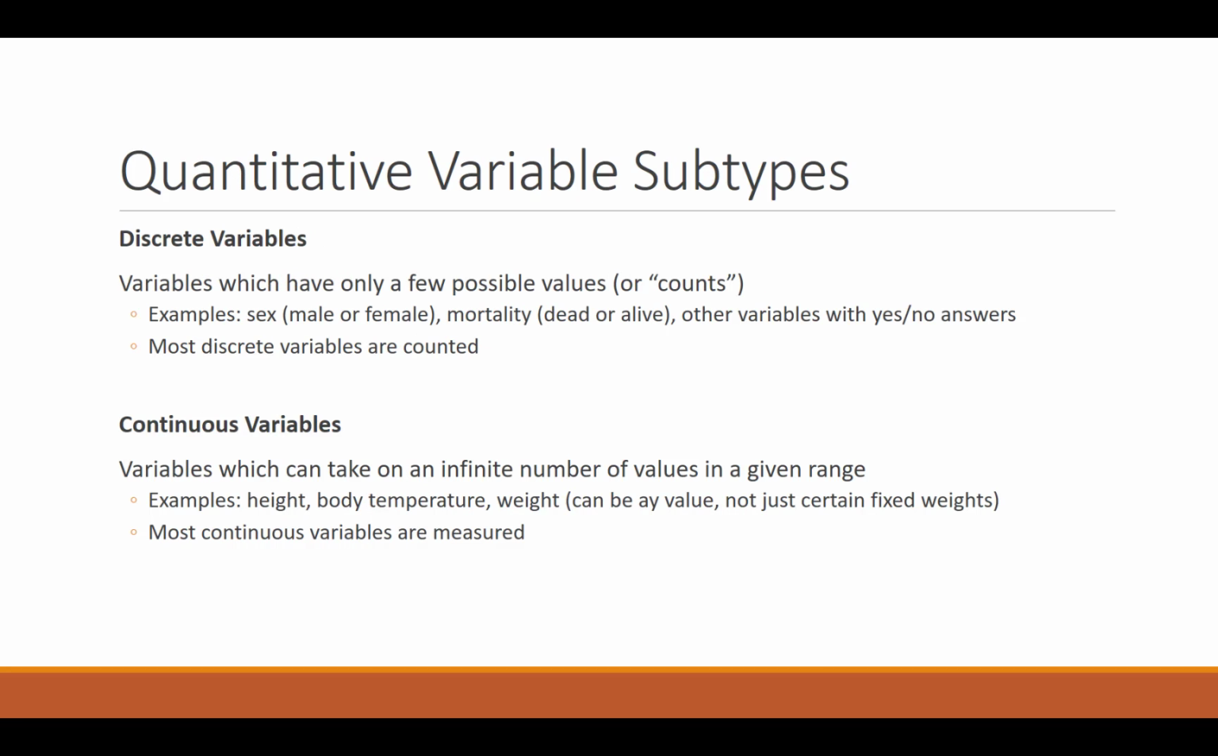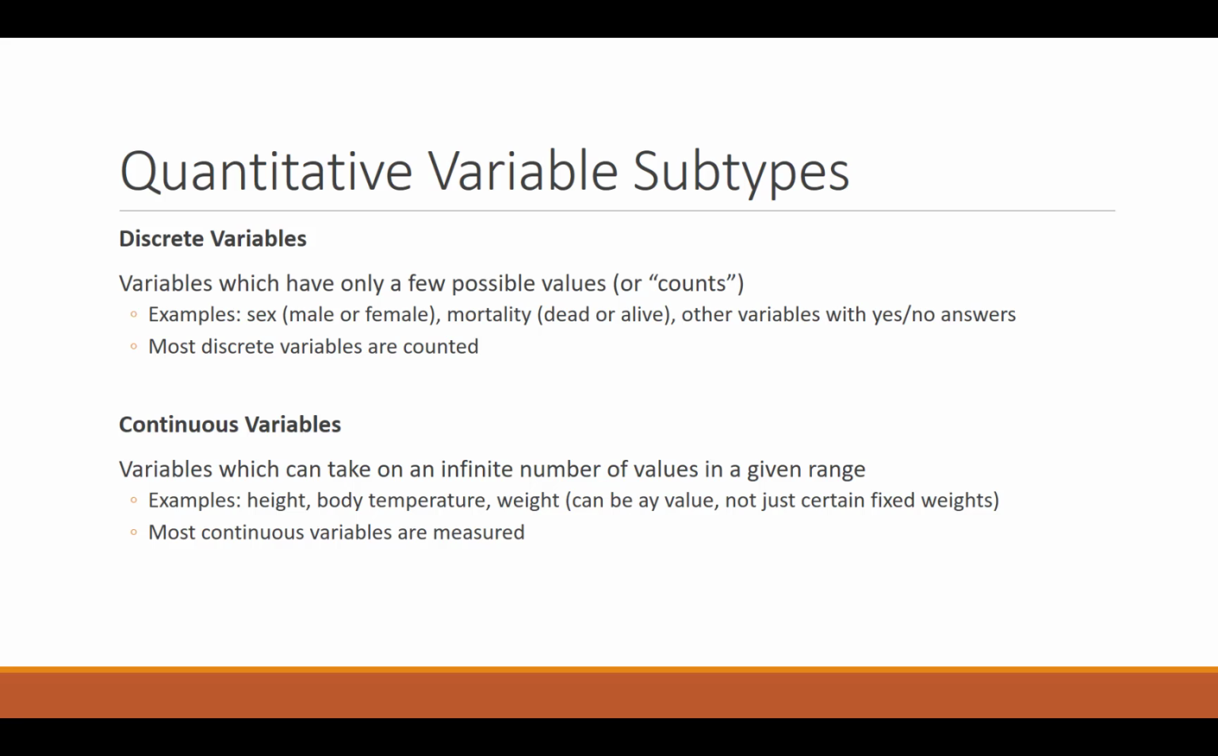We can break down quantitative variables further. Quantitative variables can be discrete or continuous. Discrete variables are variables which have only a few possible values, and they're often called counts. For example, discrete variables could be things like biological sex, male or female. There's only two possible options.